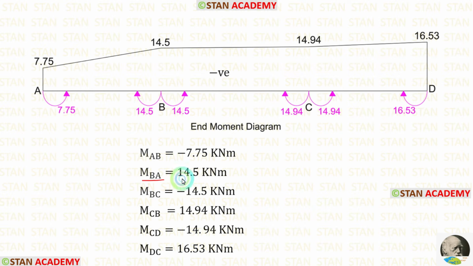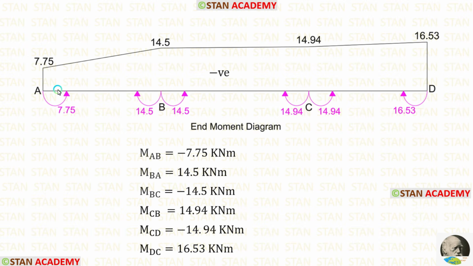For MBA, we have a positive value. That means it is acting in the clockwise direction. So, from the point B towards the point A, we have to make a clockwise curve. For MBC, we have a negative value. That means it is acting in the anti-clockwise direction. So, from the point B towards the point C, we have to make an anti-clockwise curve. In the same way, we have to make the curves at the point C and the point D.